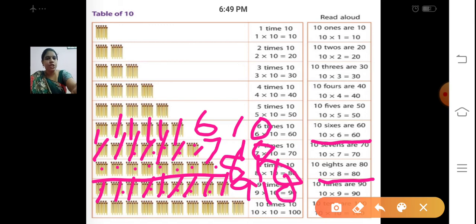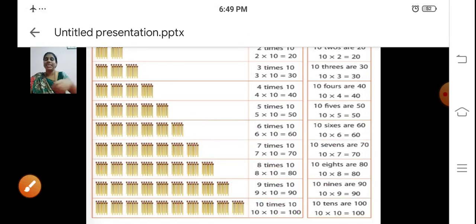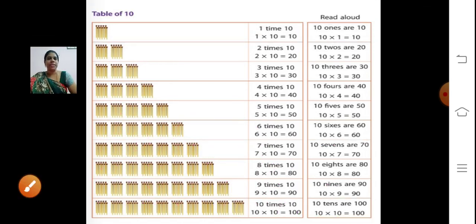Next one. Just see how many groups. 1, 2, 3, 4, 5, 6, 7, 8, 9, 10. So here we have 10 groups. Each group is 10. So 10 tens are 100. 10 tens are 100. Shall we say the table?